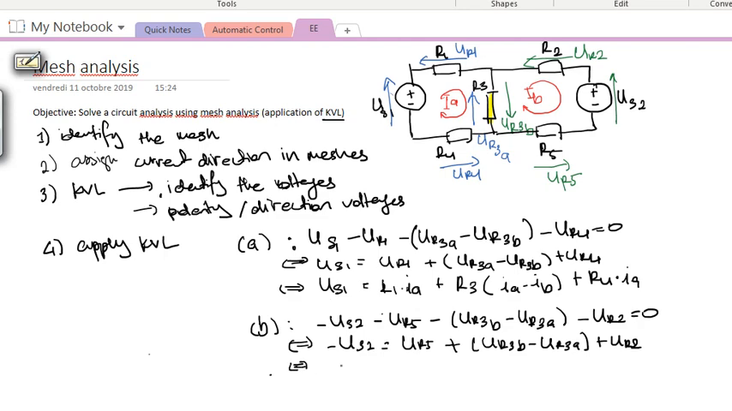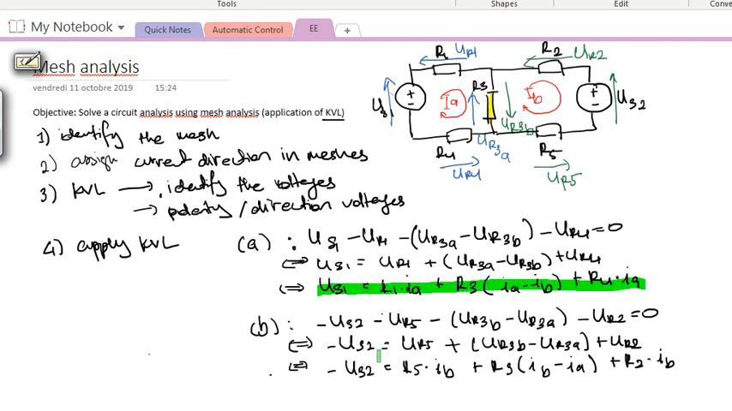And now we don't know what the voltages are, so we develop them into terms with known parameters, which are the resistances. So US2 equals, what is UR5? In the second mesh, it is basically R5 multiplied by IB plus the terms of UR3B and UR3A. They are basically the product of R3 multiplied by IB minus IA, right? And then finally UR2 is R2 multiplied by IB. So we have two equations. I'll highlight the equations, from KVL in mesh A and from KVL in mesh B.